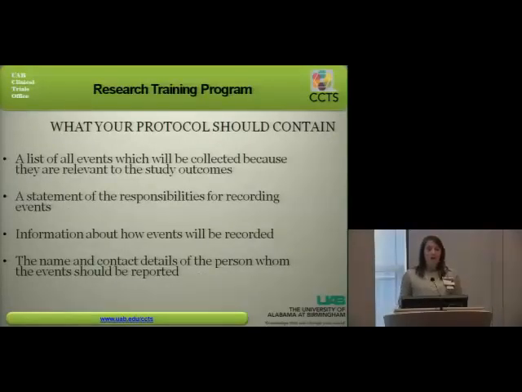Also involved in your protocol will be a list of all events that should be collected because they are relevant to the study outcomes. There should be a statement of the responsibilities for recording events, and information about how the events will be recorded. The name and contact details of the person to whom the events should be reported will also be in your protocol.